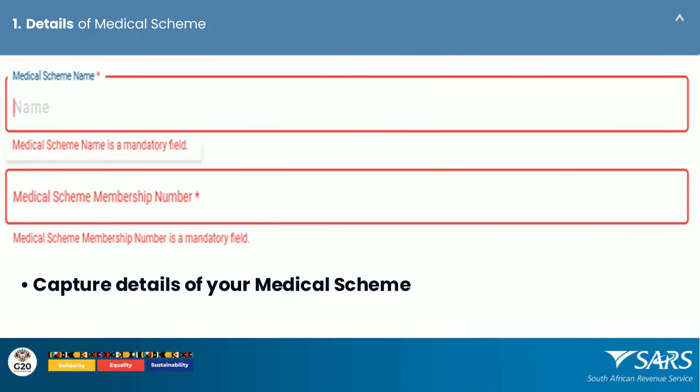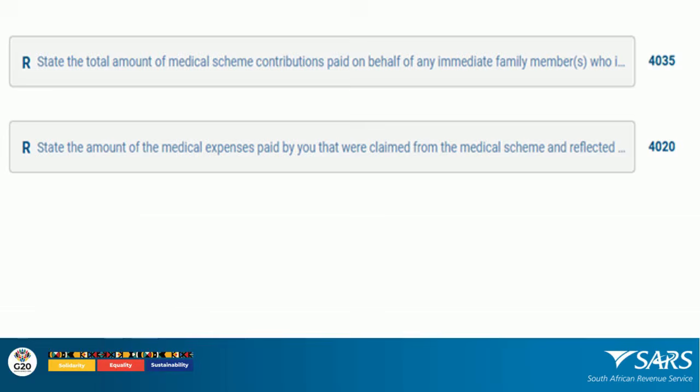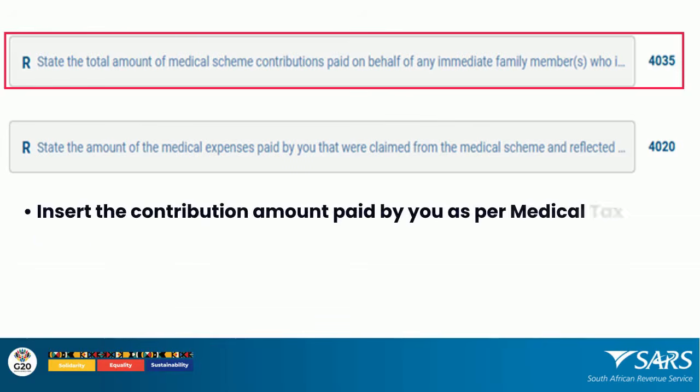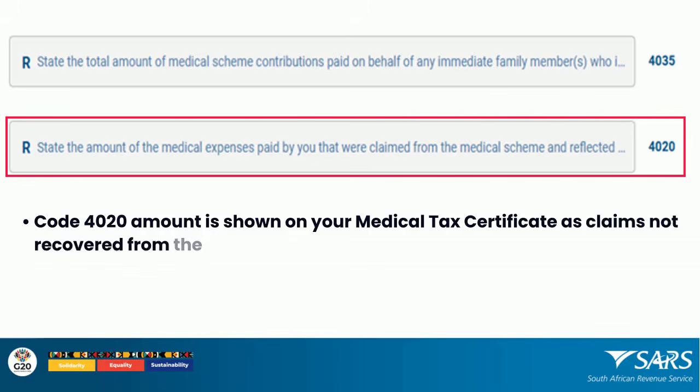Capture the details of your medical aid scheme. Then provide the main member's details and the total number of dependents per month as indicated on your medical tax certificate. Enter the amount you paid to a registered medical scheme for a dependent family member under source code 4035. Under source code 4020, enter only the medical expenses amount as shown on your medical tax certificate.